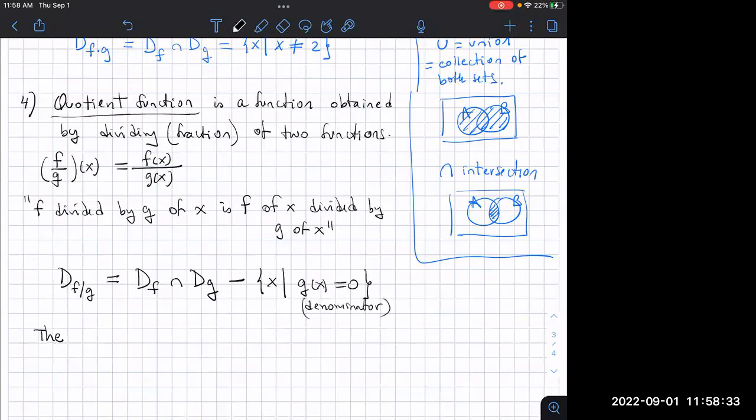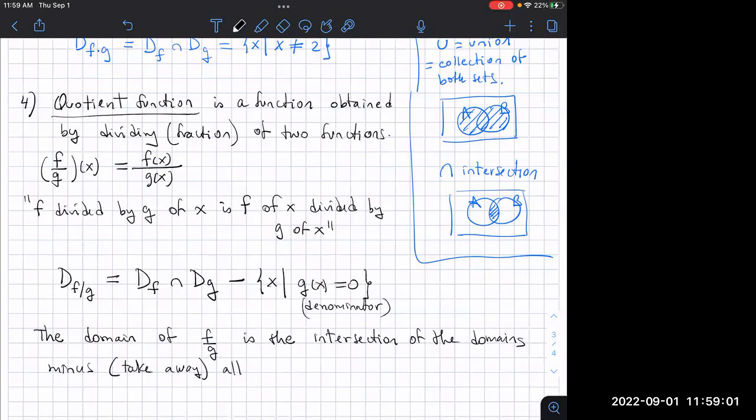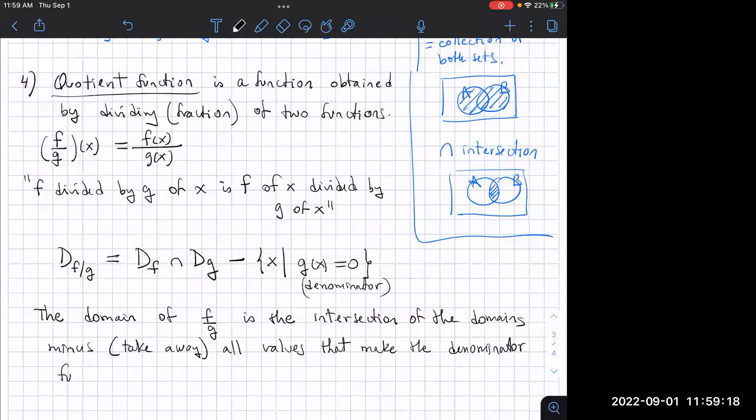So the domain of the function f over g is the intersection of the domains minus, that is, take away all values that make the denominator function, that is g of x, 0.